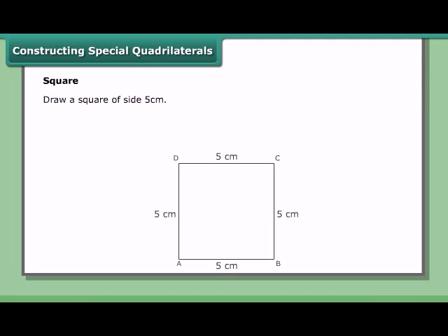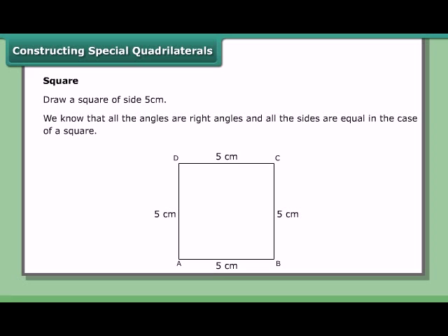Constructing a special quadrilateral, the square. Draw a square of side 5 cm. We know that all the angles are right angles and all the sides are equal in the case of a square. Given one side length is equal to 5 centimeters.